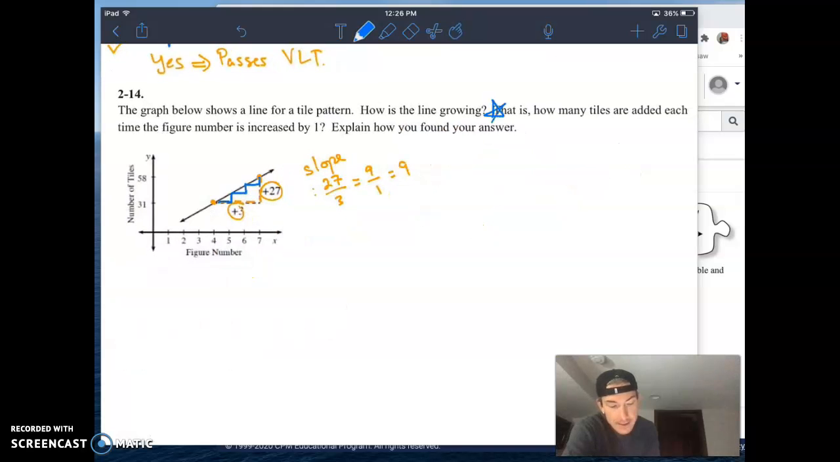How many tiles are added each time the figure is increased by 1? You now have a unit rate, right? And that's going to become very, very important as we get later on in our chapter 2. But that's a pretty important skill. And if you're not 100% convinced how I got that, just go ahead and fire 27 divided by 3 into a calculator and check that out. It's not always going to be a whole number, but in this particular case it is, right?